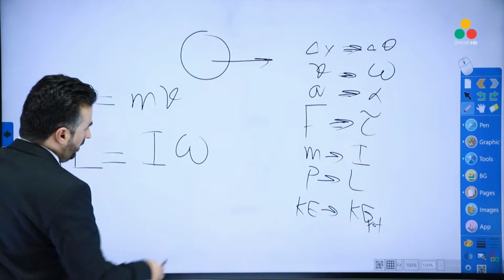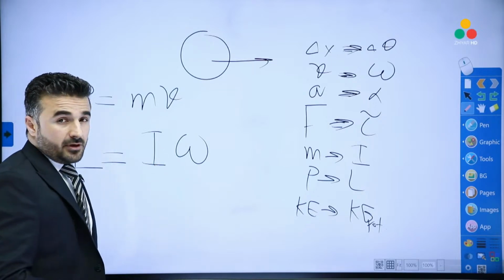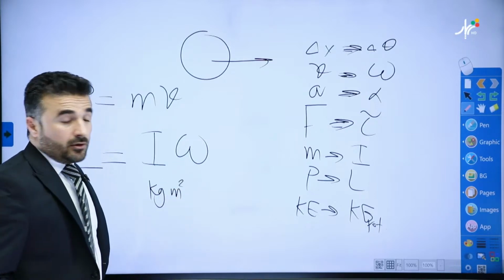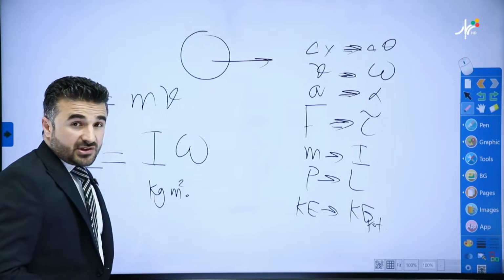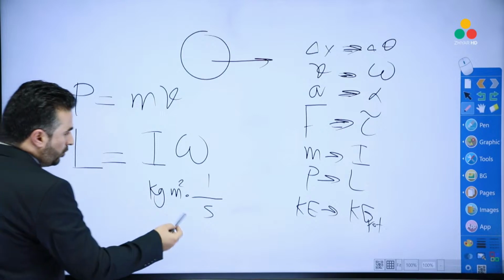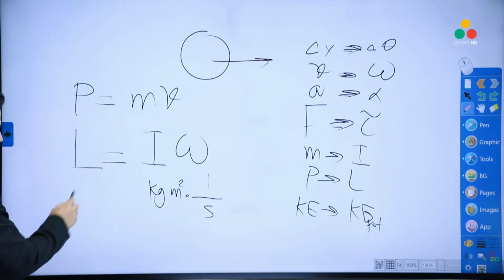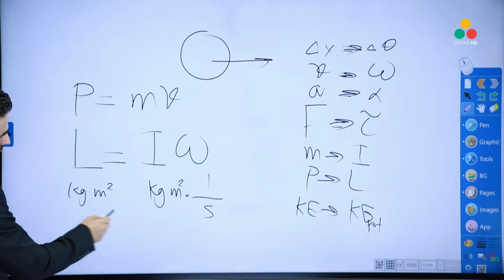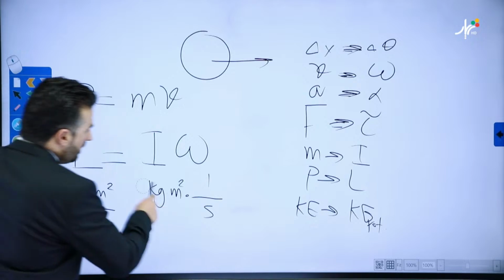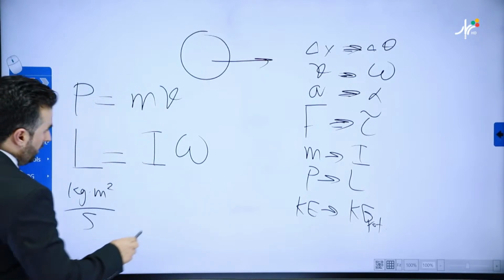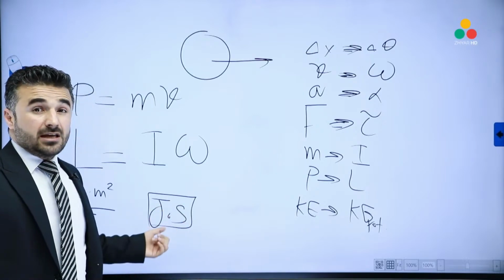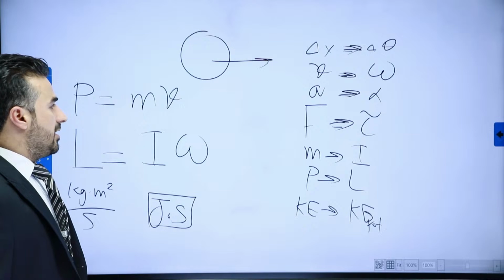So what about the unit? We know the unit of the moment of inertia is kilogram meter squared. What about the unit of angular speed? Angular speed was radian per second, but we said radian is dimensionless, so we can just say 1/second. So the unit of angular momentum would be kilogram meter squared over second. And this is one unit. We do have another unit for angular momentum, joule second, and once we get to it, I'll inform you about this unit as well.